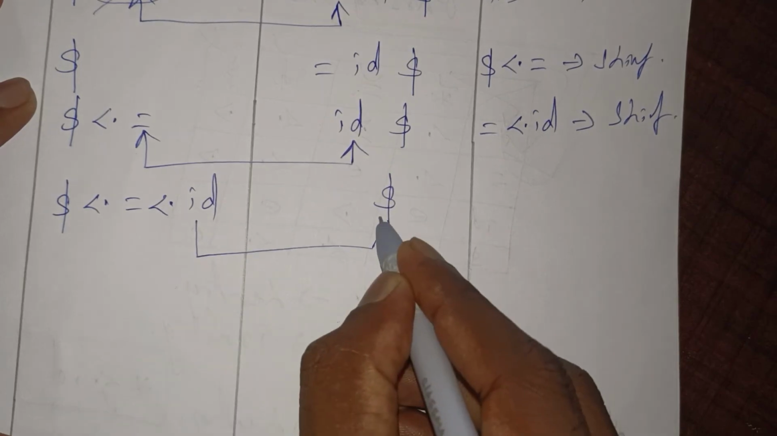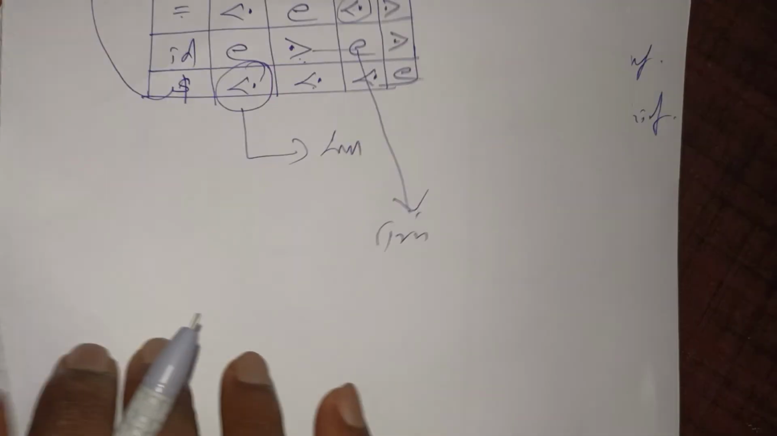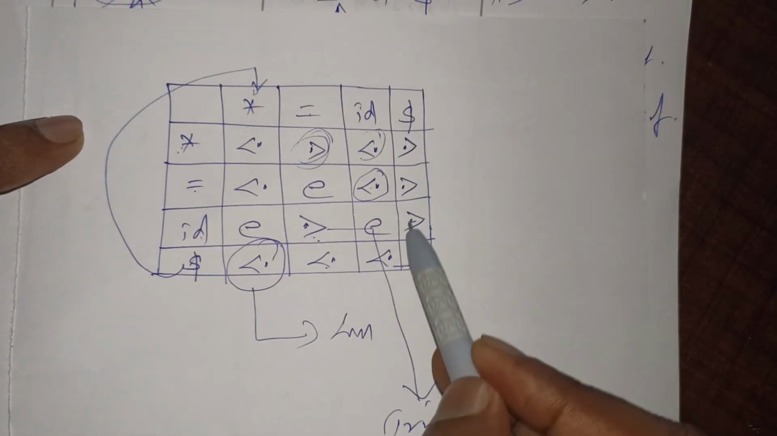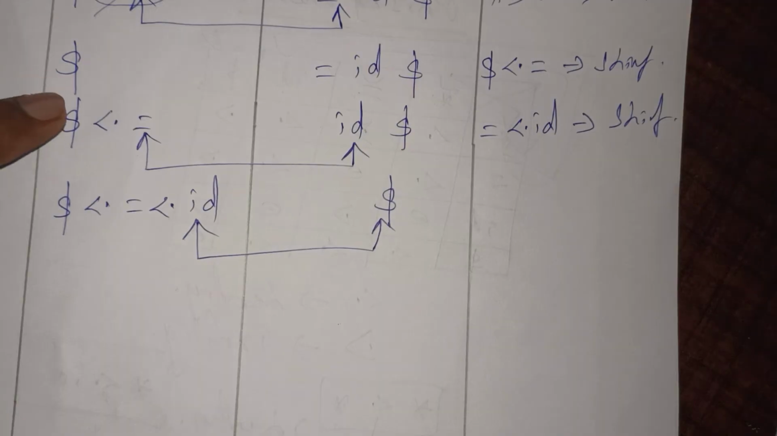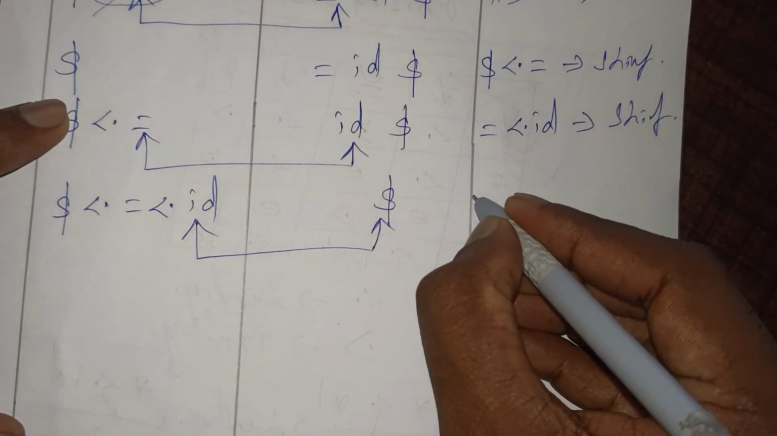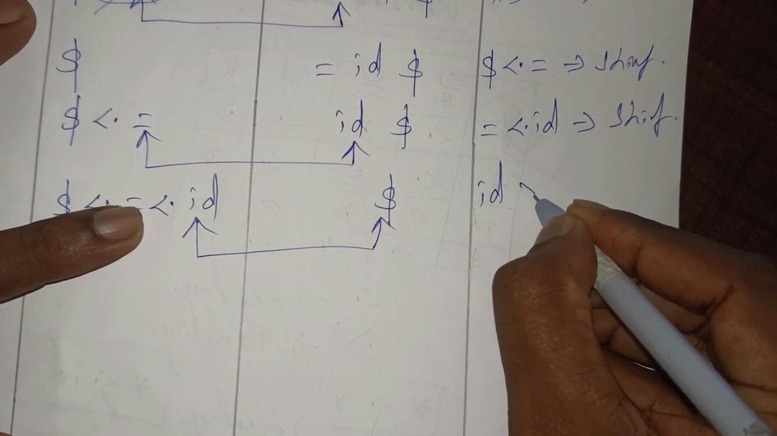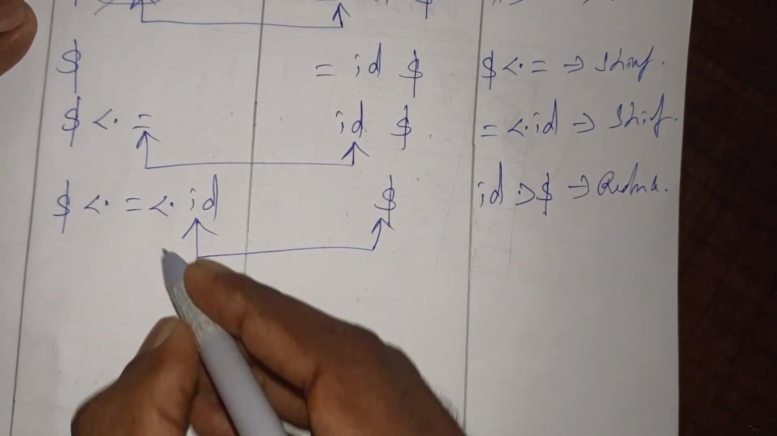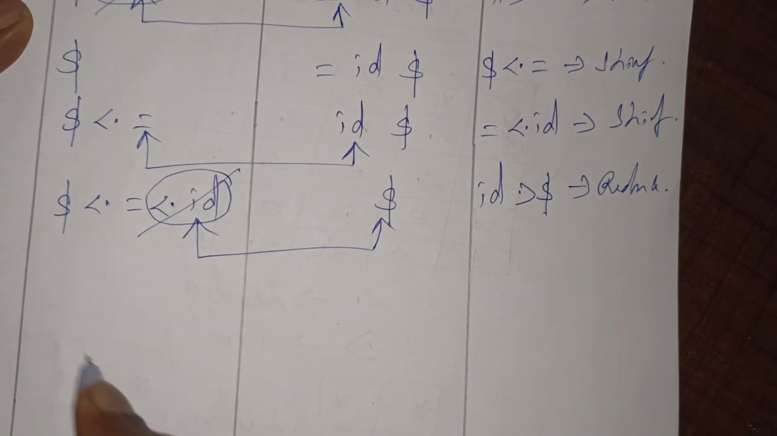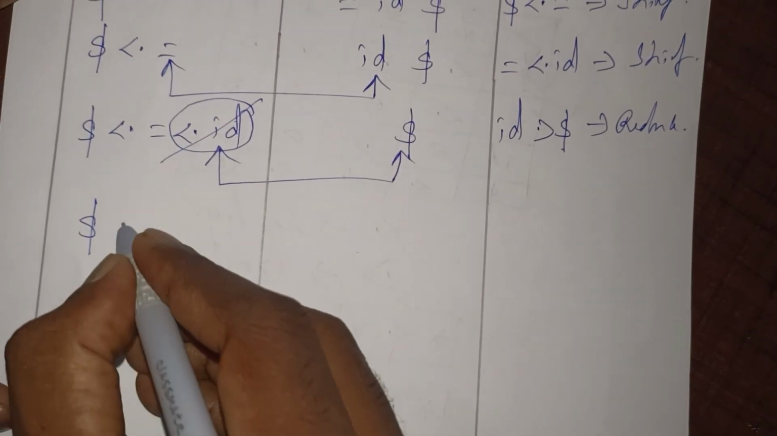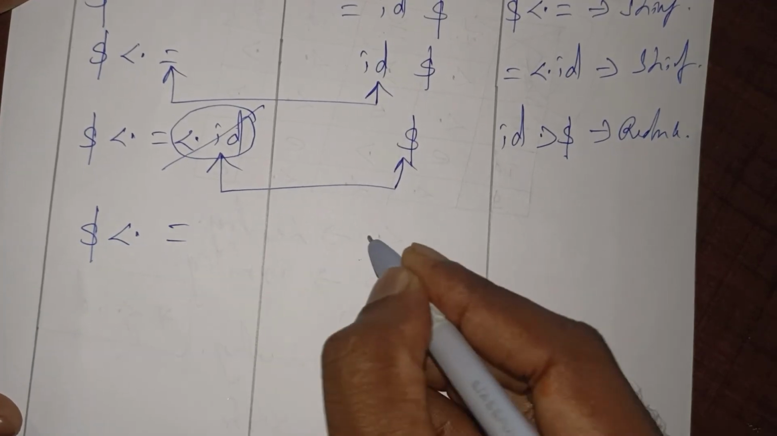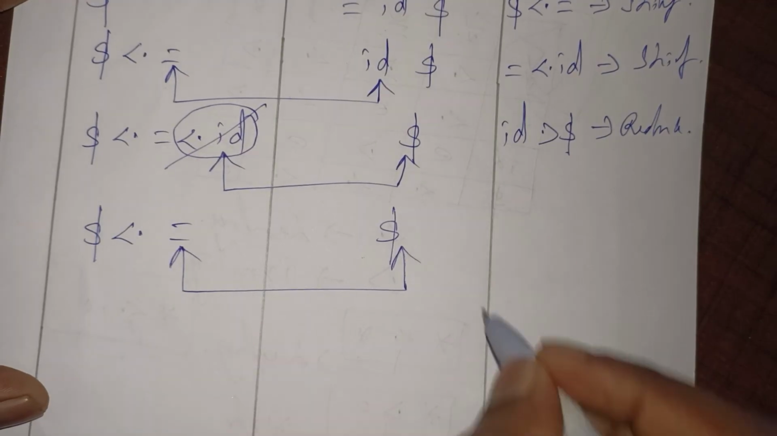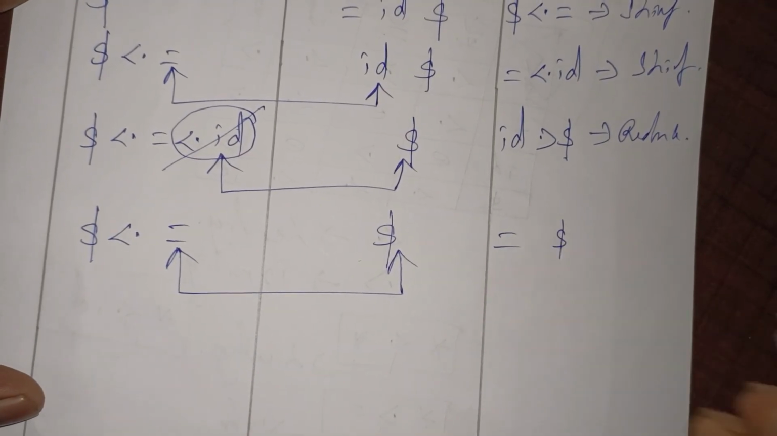So I am comparing this id with dollar. I am taking this particular sheet again. You can see id is compared with dollar. We got the trailing symbol. You know very well what has to be done with trailing: it has to be reduced. So I compared id and dollar and got the reduction, so I'm reducing it. What is left over is dollar, the leading symbol, and equal to. We have dollar here. So again I'm comparing equal to and dollar.